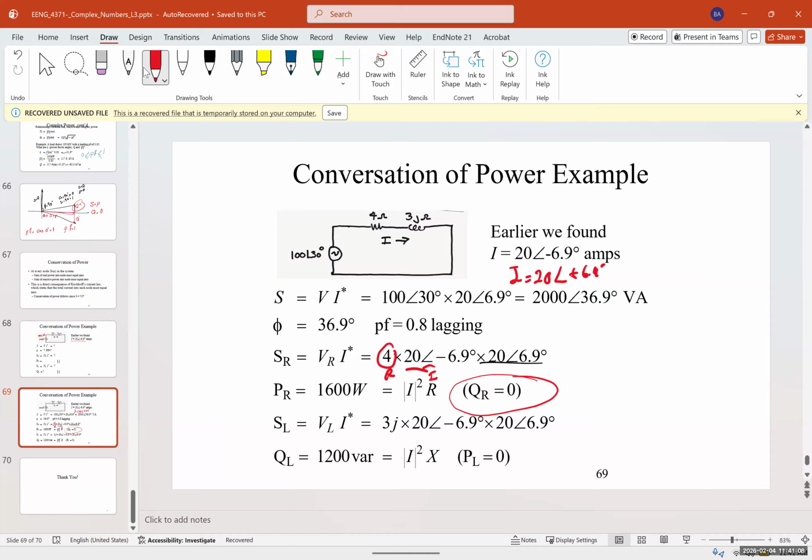And if we wanted to find VLI, the only difference is going to be the angles. The amplitude is going to remain the same. And here we wanted QL, which is going to remain the same. It's not going to be different at all.